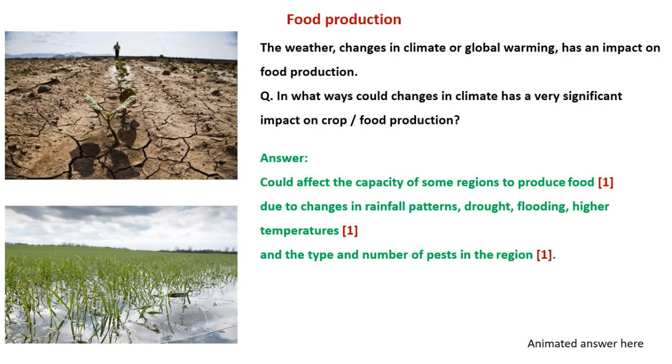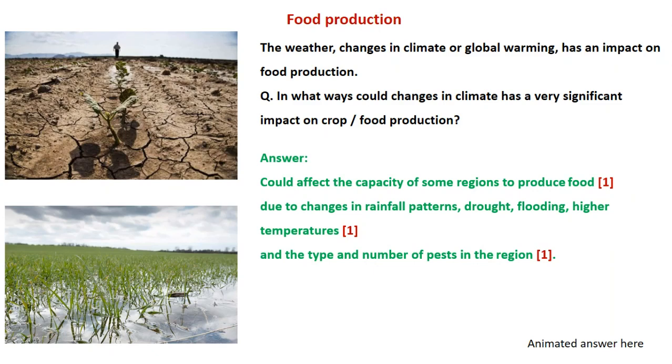And finally, the type and number of pests in the region. Remember, I did mention that the dragonfly, because of changes in temperature, may migrate north. So how you understand and answer these questions is based on how you link things. So capacity to produce food is affected. Why do you think that will happen? Temperatures are increasing. You get 1 tick for that. If temperatures are increasing, then it can cause the number and type of pests in the region to increase or decrease. That gives them another mark.